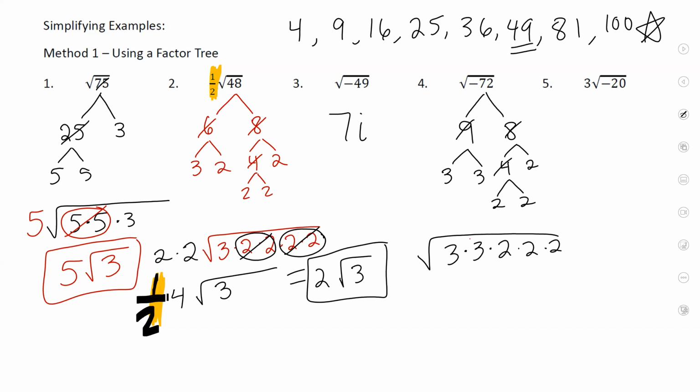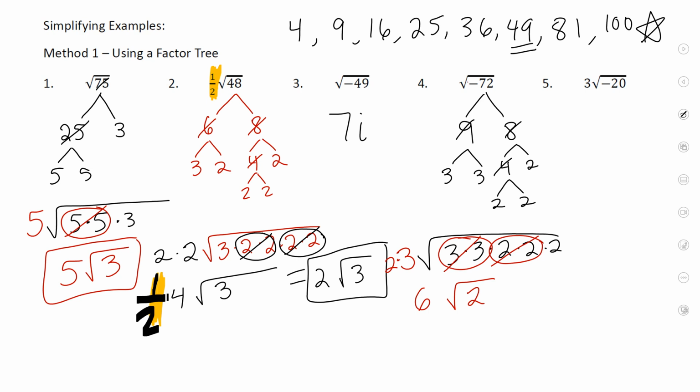All right, so circle your pairs, cross it out. One of them will go outside. Here's another pair. Cross it out. One of them will go outside. So we're going to multiply what's outside and multiply what is left over inside. So 2 times 3 is 6. On the inside, we have just a 2. If there was another number, we would multiply it, okay?